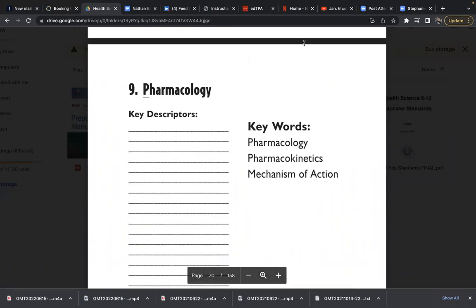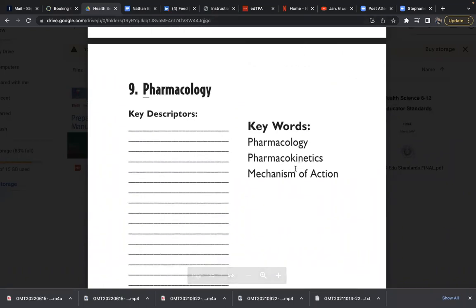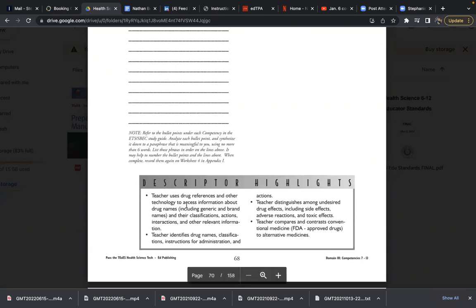Next, we have pharmacology, pharmacokinetics, and the mechanism of action. Description of the highlights: the health science teacher uses drug references and other technology to access information about drug names, generic names, and brand names, discussing what it means to be a brand name. What dictates that you're a brand name?